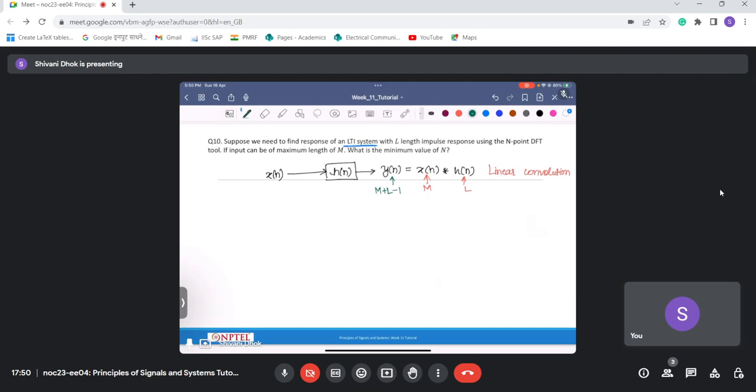Now, we know that convolution is a complicated operation. If my M is 100, my L is 100, or M is 1000, L is 1000, it's very high complexity because we have four operations in it: flip, shift, multiply, add. Generally, instead of doing a convolution, we convert to the frequency domain, multiply, and then do the inverse. So we find its DTFT, Y(omega) equal to X(omega) into H(omega), and then we take its IDTFT and we get y[n].